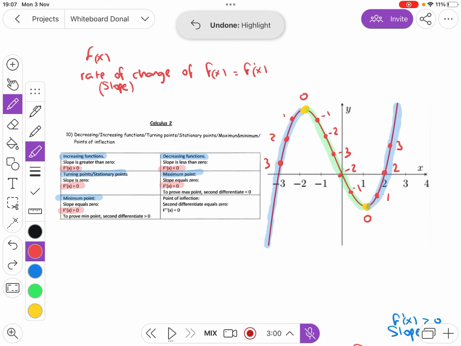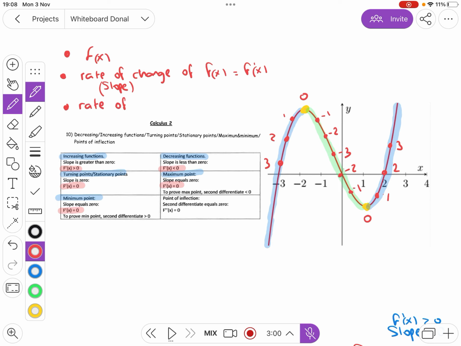So what we do to test which is which, we use the second differentiate. Now we know from the last video, we have our original function. If I want to find the rate of change of the function, I get the first differentiate. And that is the slope. So the rate of change of the function is the slope. If I get the rate of change of my first differentiate, it's called f with 2 dashes and x, and that is how the slope is changing. So how the slope changes, and we're going to use that idea to help us test if it's a maximum or minimum.